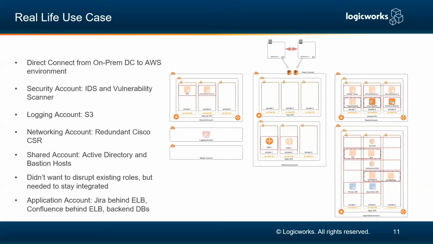So for anomaly detection, IDS, IPS, all of that happens when it reaches the hub, before it reaches the spokes or the adjacent accounts.